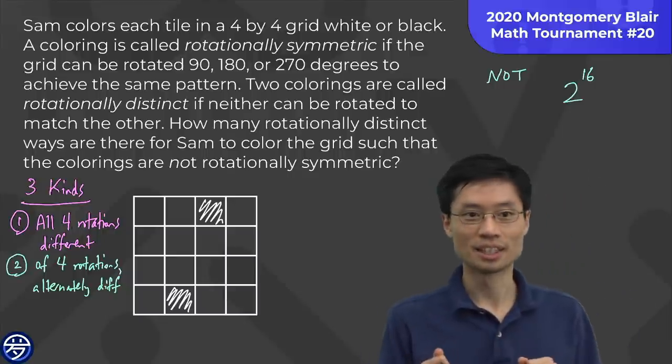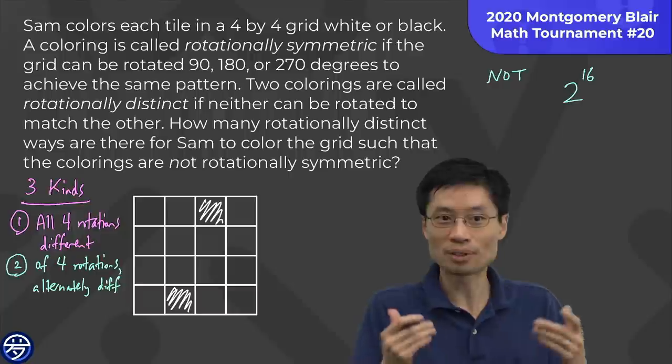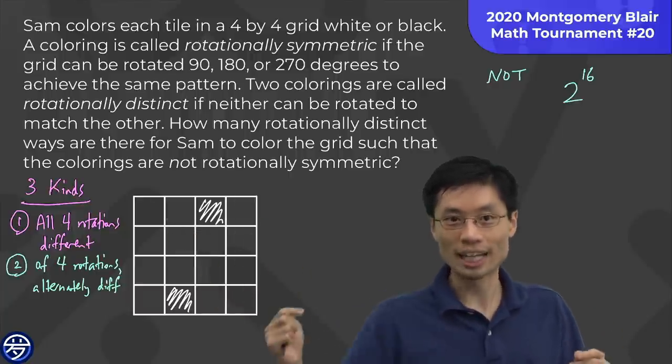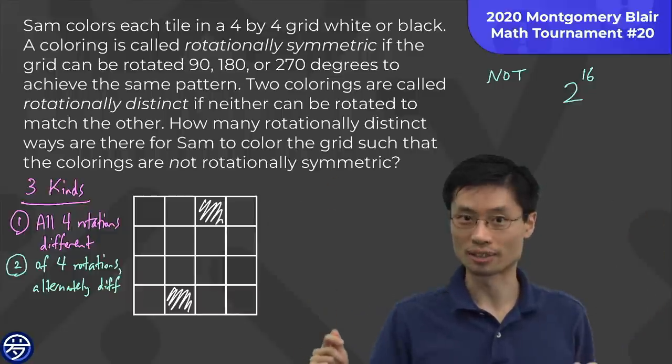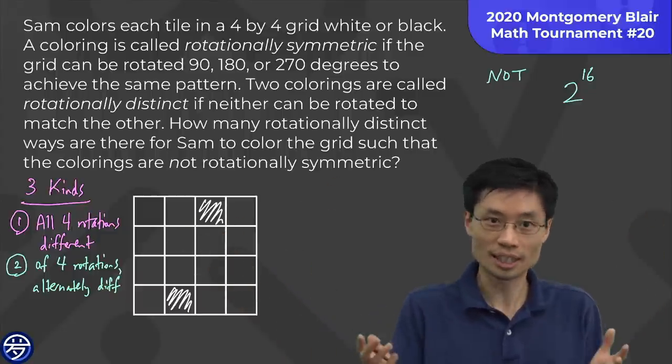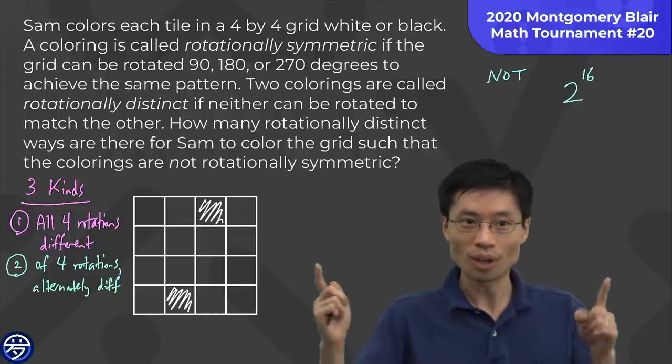Did that make sense? And by the way, I've got a third kind. Can anyone tell me what the third kind is? Maybe you can see where I'm going with this. One kind of coloring is that all four rotations are different. The second one is, oh, there's two different ones. And there's one more, all are the same.